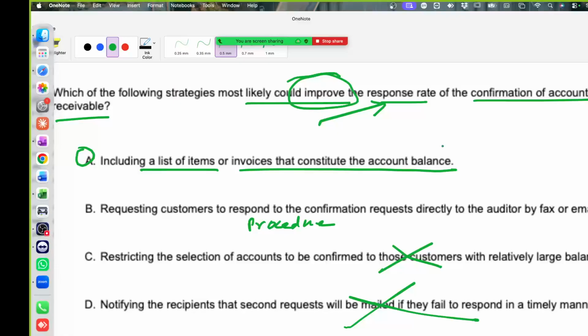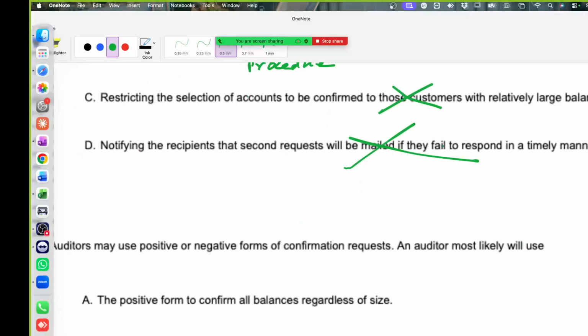So when they see the account balance detail, it will help the other party to reconcile and then they confirm to you. That will give you a good response rate. If blank confirmation, low response rate. But if you give detail, they may reconcile and they may say yes or no. B and C are procedures. Other things are all procedures.